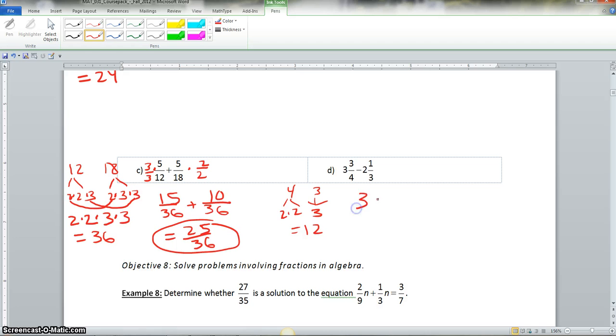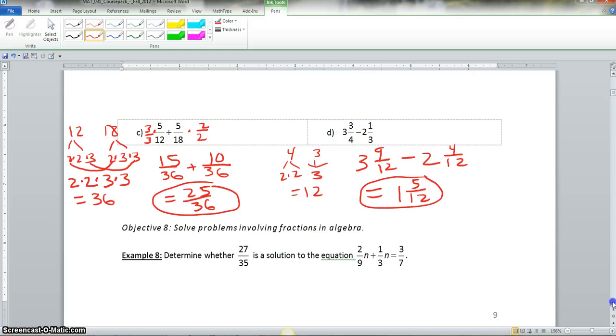So what we will have here is 3 with a denominator of 12, 2 with a denominator of 12. Now, we say 4 times what is 12? We know it's 3. 3 times 3 is 9. And then 3 times what is 12? 3 times 4 is 12. And 1 times 4 is 4. So now we take 9/12 minus 4/12, which is 5/12. And 3 minus 2 is 1. So it's 1 and 5/12. Now we scroll down here to example 8.